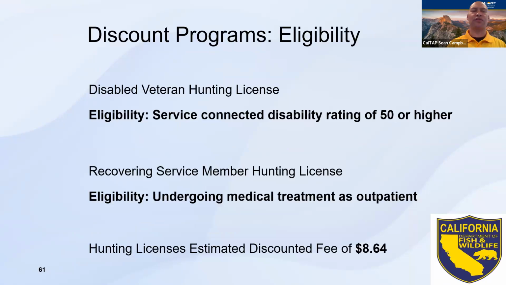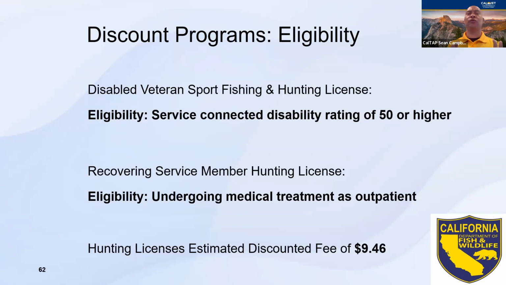So specifically when it comes to the disabled veteran hunting license, you have to have a service-connected disability rating of 50% or higher. When it comes to the recovering service member hunting license, you just need to be undergoing medical treatment as an outpatient. And for those licenses, the estimated fee is going to be $8.64 for this year, and it's subject to change next year. Now, if you want to do sport fishing and hunting, then the requirements are going to be the same. It's going to be a 50% or higher service-connected disability rating or undergoing medical treatment as an outpatient, but you would get the sport fishing and the hunting license, and it would be a total of $9.46 for this year. And then, of course, next year, that's subject to change.